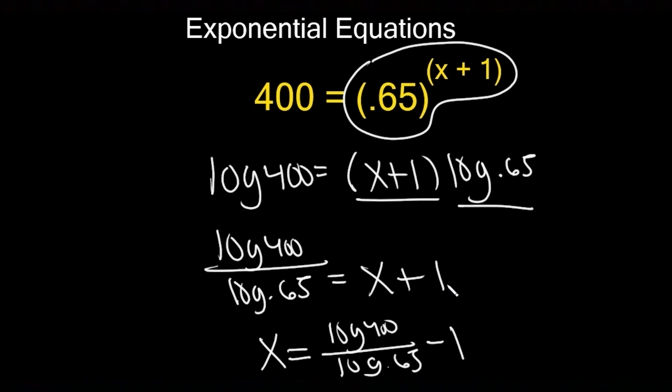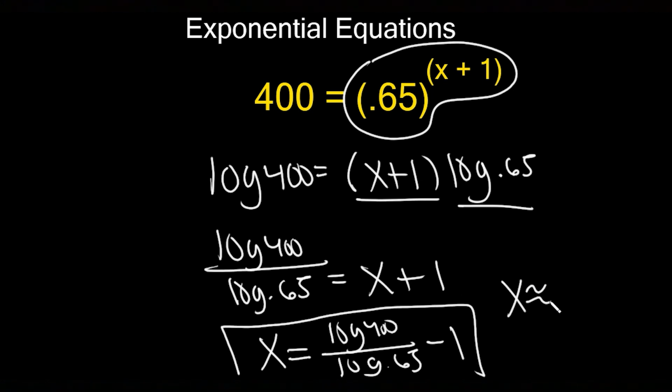And there it is. You can leave it like this, or you could go ahead and plug it into your graphing calculator. If you do that, you will get the following. You end up getting x is about negative 14.91, and there it is if you round it.